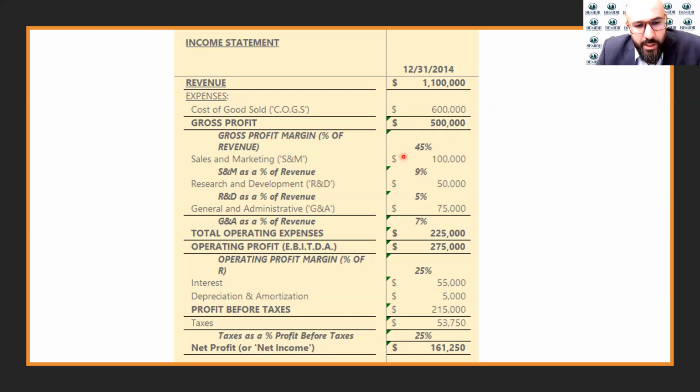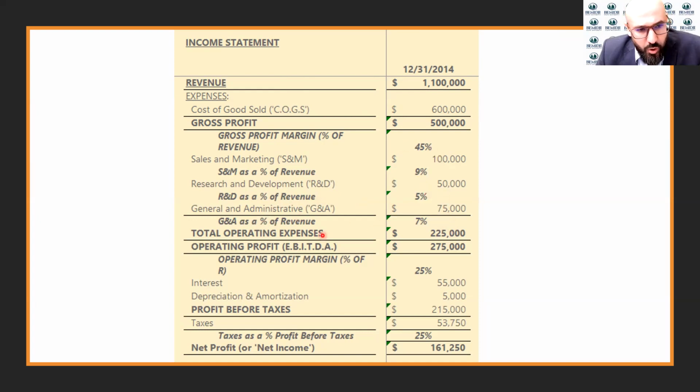And we could calculate the percentage of these revenues. So 45% of the total revenue would be based on the gross profit. 9% would be based on the revenue, which is 100%. And then research and development, that would be 50,000. These are calculated by showing how much we spend on these expenses. And general and administrative expenses, 75,000.